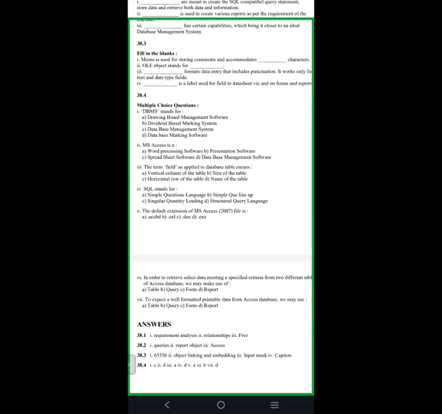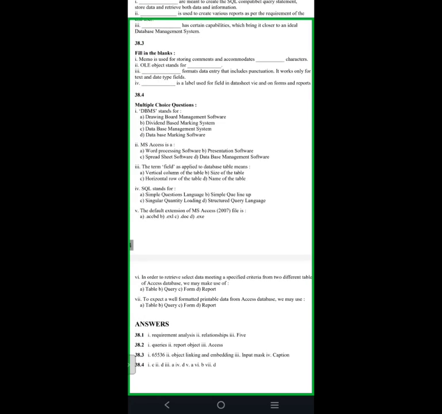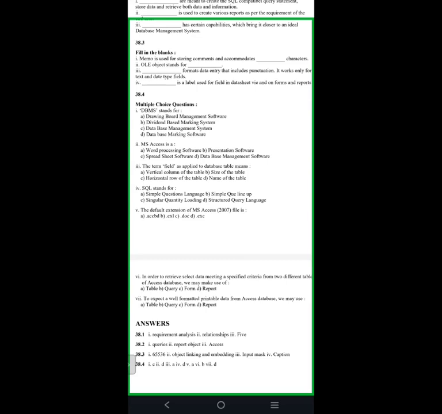In order to retrieve select data meeting specified criteria from two different tables of an Access database, we may make use of query. To expect well formatted printable data from an Access database, we may use report.